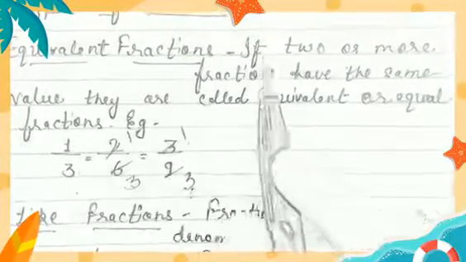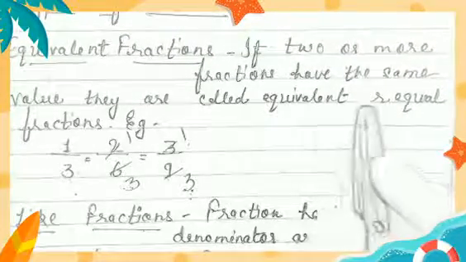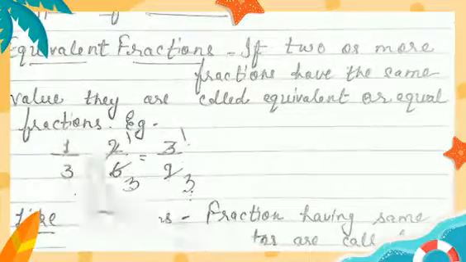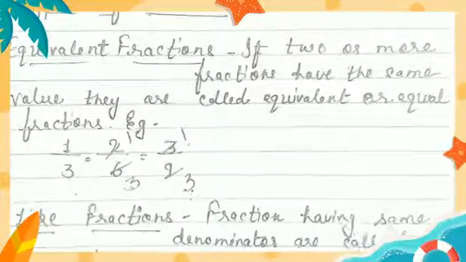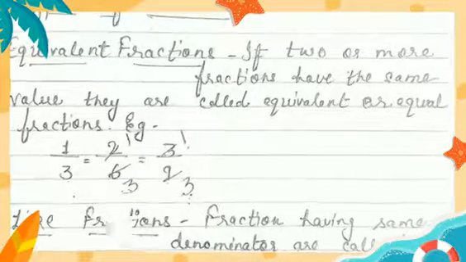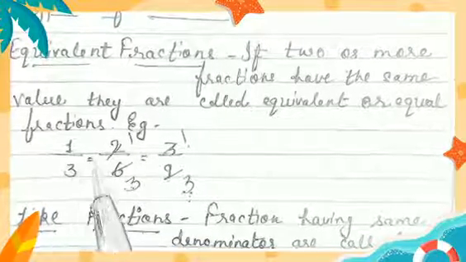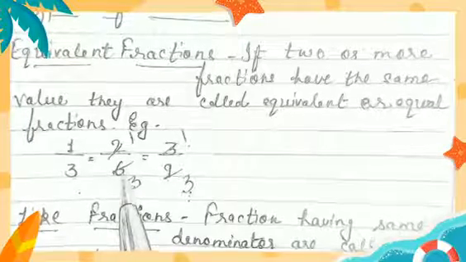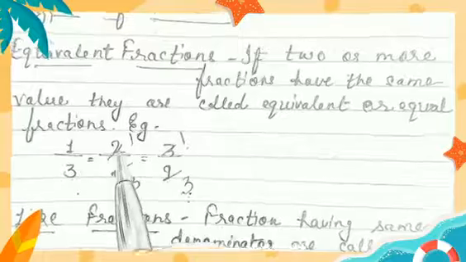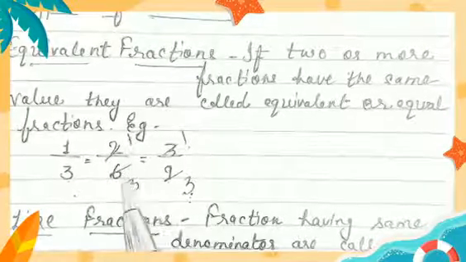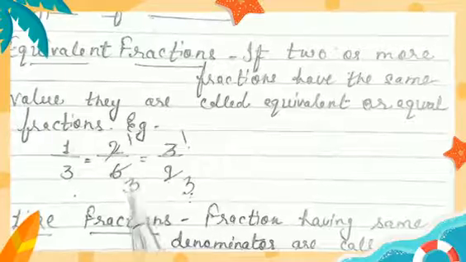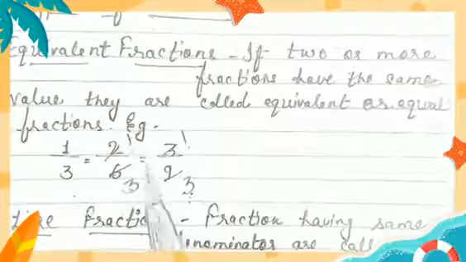Equivalent fractions. If two or more fractions have the same value, they are called equivalent or equal fractions. Here is an example. 1 upon 3 is equal to 2 upon 6. 2 upon 6 has an equal value because 2 ones are 2 and 2 threes are 6. So, it has an equal value to 1 upon 3.